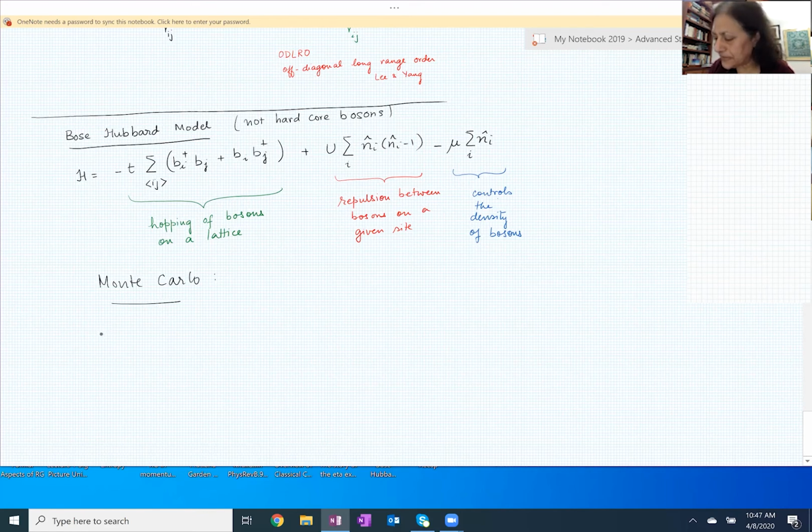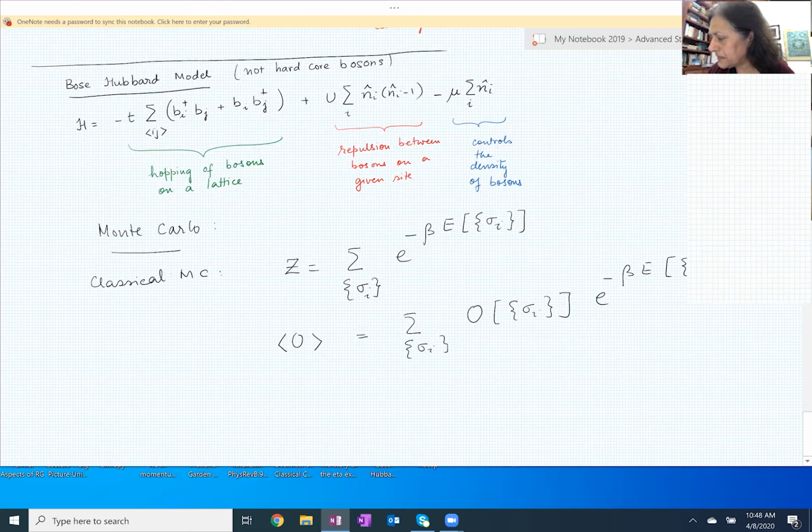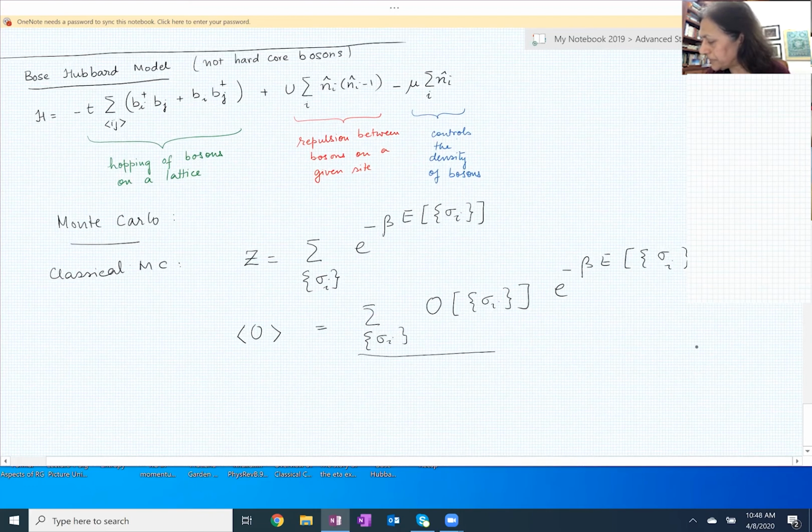So let's just revisit classical Monte Carlo for Ising spins. We had a problem, we had to do Z, the sum over all the configurations of sigma, e to the minus beta, energy evaluated for that configuration sigma. And then you can put in any operator you want, and basically the expectation value of any operator became the sum over sigma, the operator value in that set of sigmas, weighted by this factor, e to the minus beta E. Can you guys see my writing? Yes.